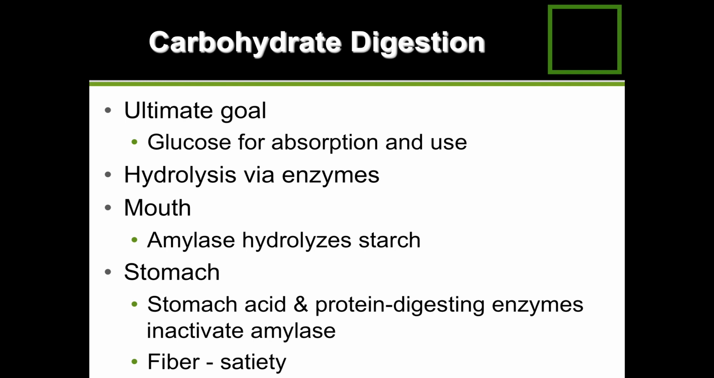All right, so carbohydrate digestion, the ultimate goal is to break it down into glucose for absorption and use. So like I said, how do you do this? Well, through hydrolysis via enzymes. And remember that carbohydrate digestion starts in the mouth. So you have amylase in the mouth that hydrolyzes starch, okay? In the stomach, you have stomach acid and protein-digesting enzymes that actually inactivate this amylase. So carbohydrate digestion stops in the stomach. And the fiber that hits the stomach, remember fiber is not digestible, so it increases your satiety. Satiety is like feeling full after a meal.